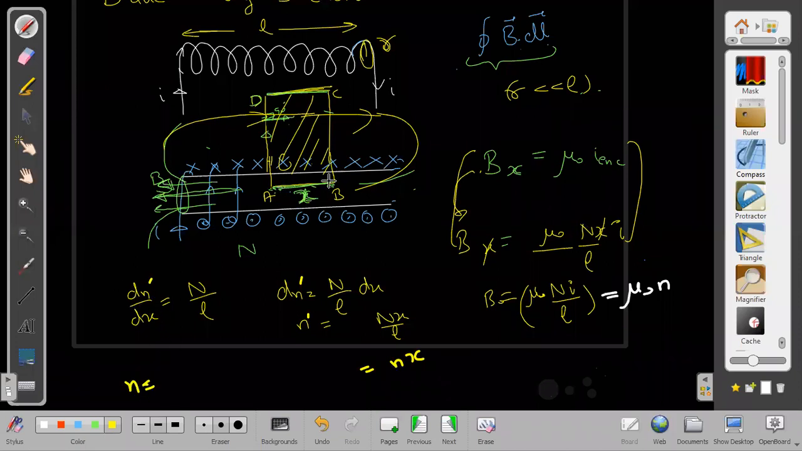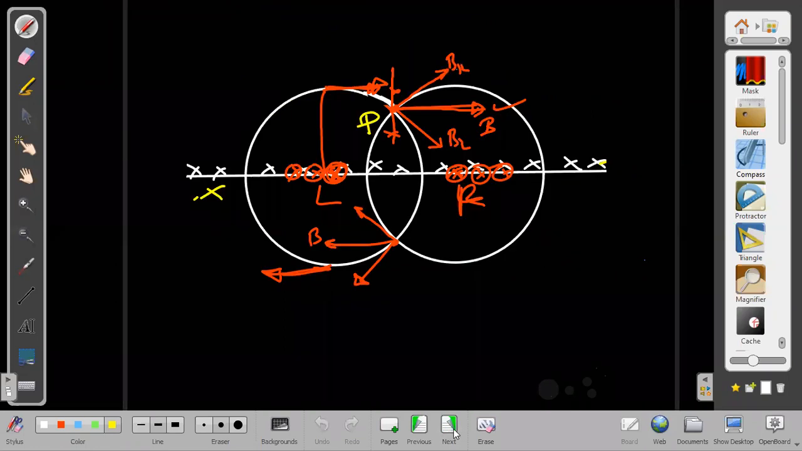N dash is the number of turns within the x length, but small n is the number of turns per unit length. So finally, I will be getting, in terms of that small n, mu naught into small n into I. We can write it this way simply. That is how it is usually written in the books. You can remember mu naught into n into I by l also. That is also the same thing. Small n is the number of turns per unit length.